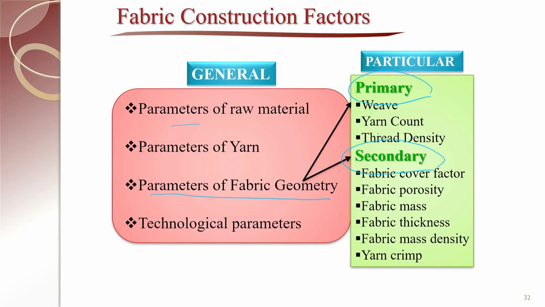Yarn count: keeping all other parameters constant, thread density constant, if we increase the yarn count, like if we make the yarn thicker, it will result in higher UPF, because it will block the inter-yarn space. The thread density: if we increase the thread density, the UPF value will increase.